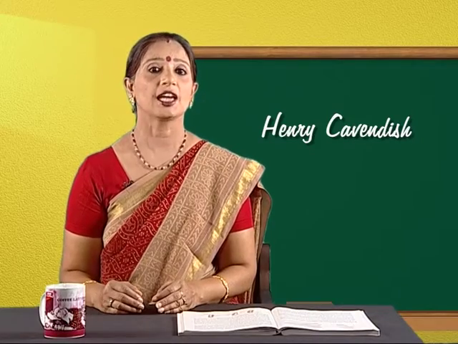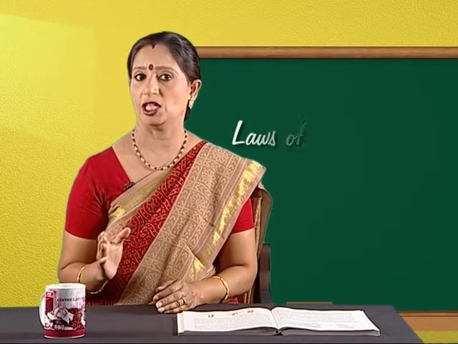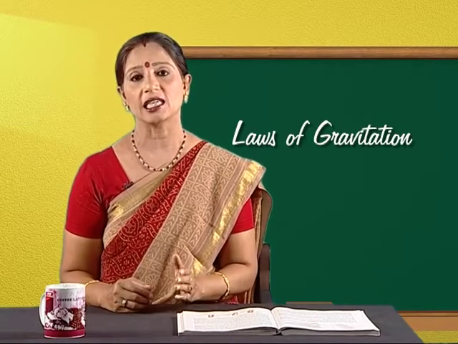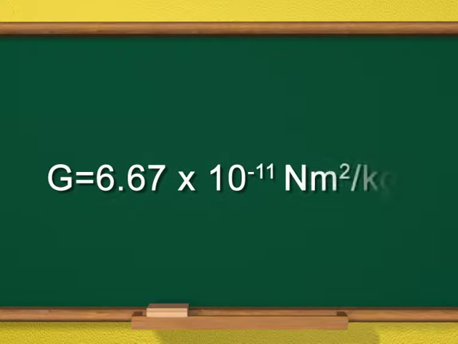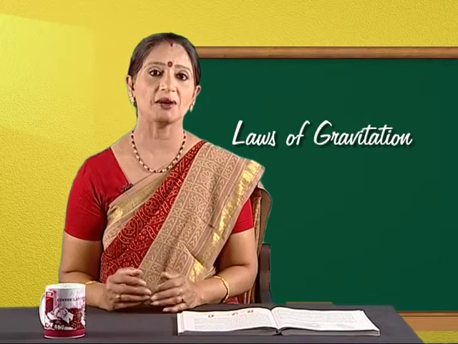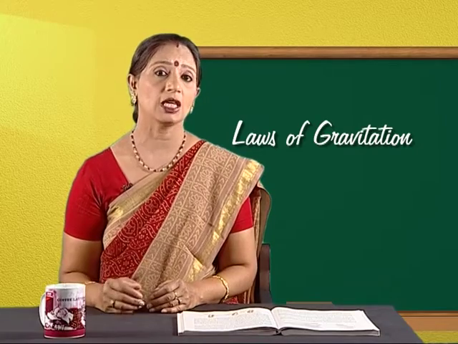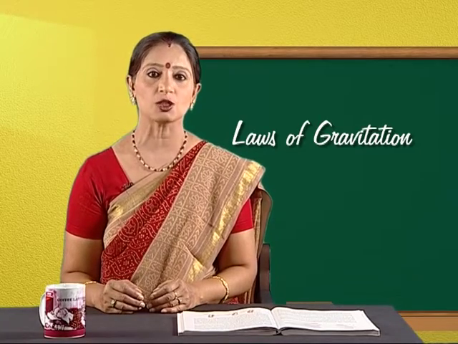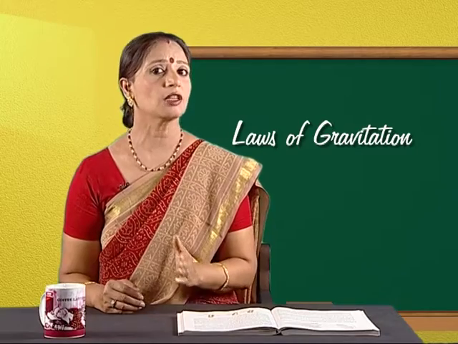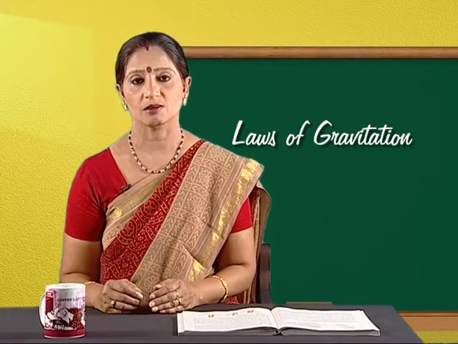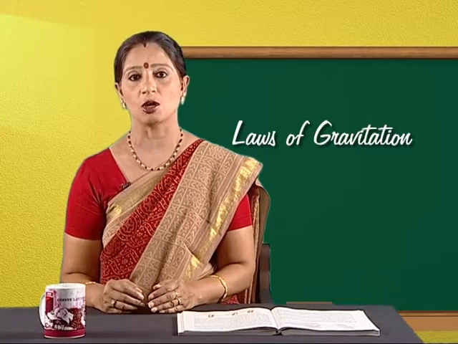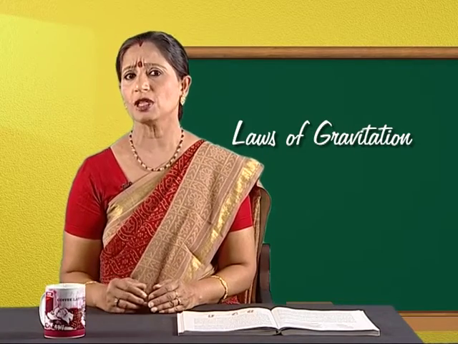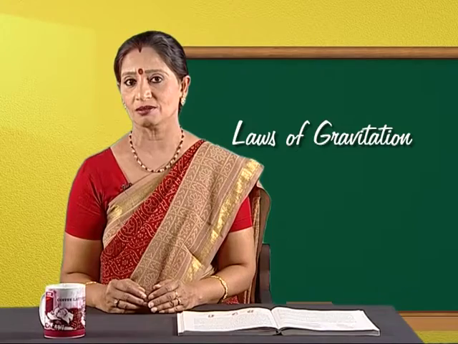Since Cavendish's experiment, the measurement of G has been refined and the currently accepted value of G is equal to 6.67 into 10 to the power minus 11 Newton meter square per kilogram square. However, knowing G not only allowed the determination of the Earth's mass but also those of the Sun and the other planets. With the help of Newton's law of gravitation, can you prove Kepler's third law of planetary motion?